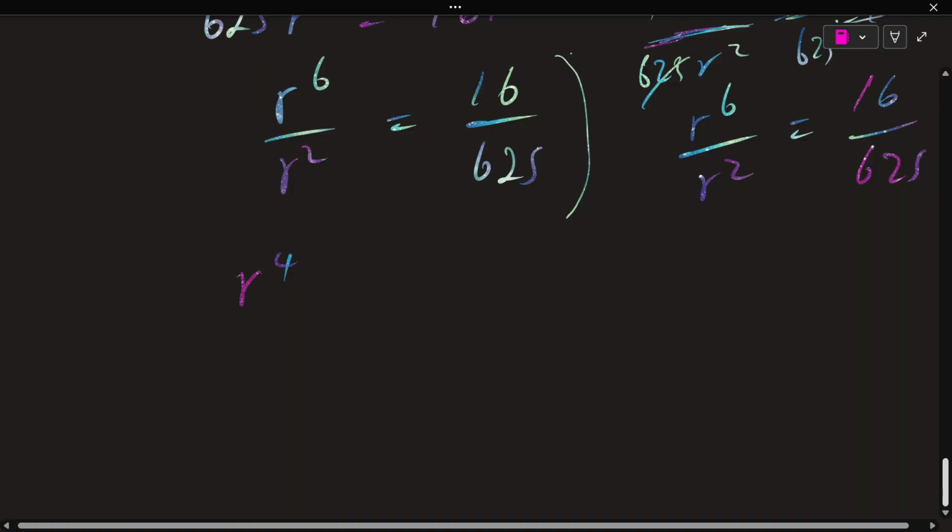Now to carry on from there, we know that r to the exponent 6 over r to the exponent 2 gives us r to the exponent 4: exponent in the numerator subtract the exponent in the denominator. We are left with r to the exponent 4 equals 16 over 625. As for 16 divided by 625, we can leave it like that.